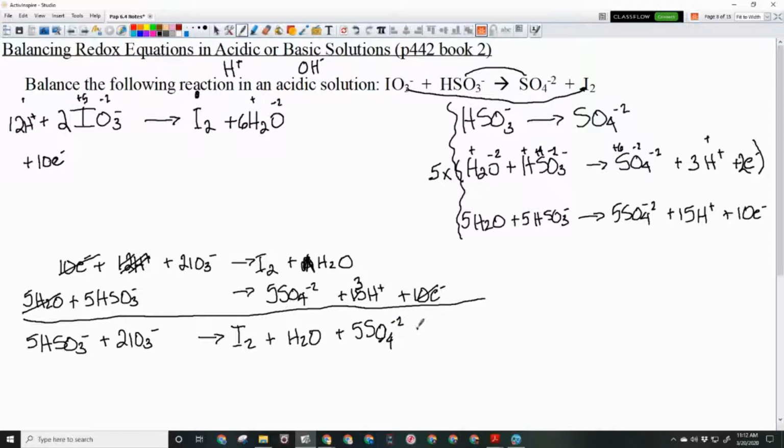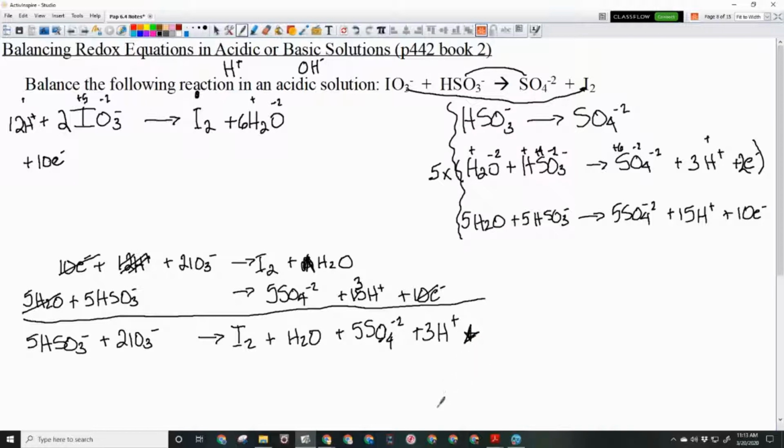Where was I? Plus 3 hydrogen ions. All right, so the final equation is 5 SO3 negatives plus 2 IO3 negative yields I2 plus H2O plus 5 SO4 -2 plus 3 hydrogen ions. This is going to be your final answer.